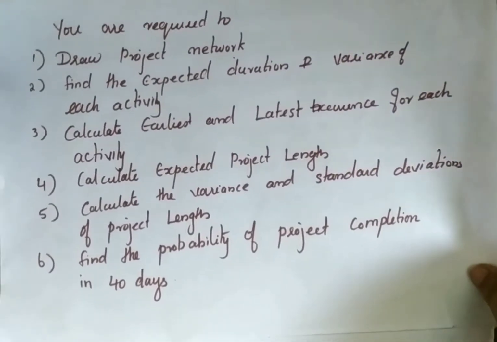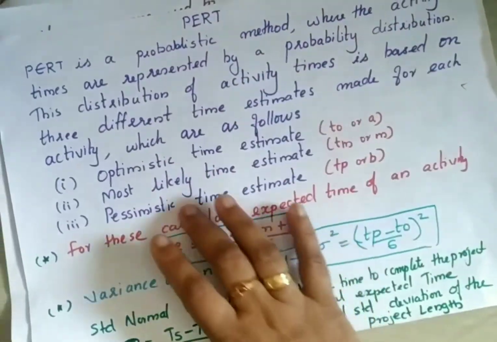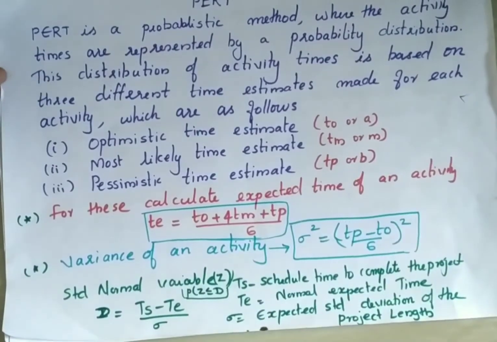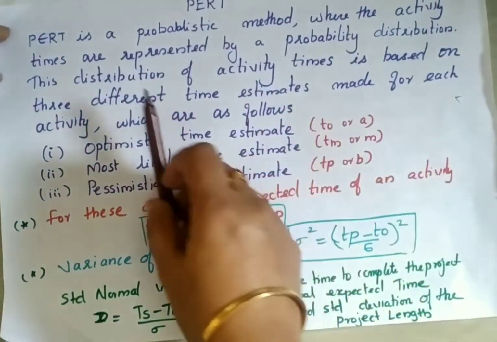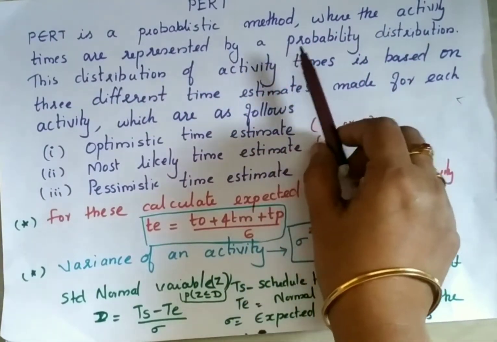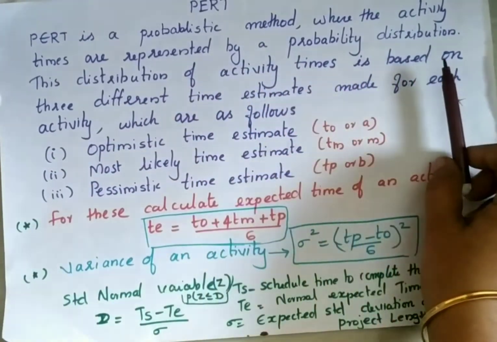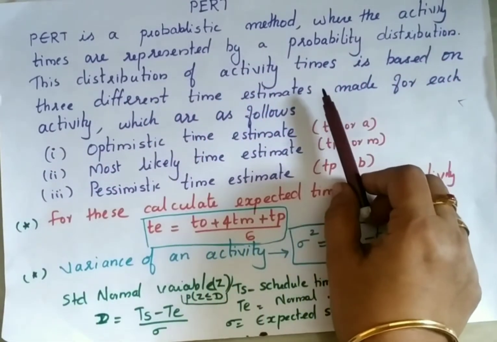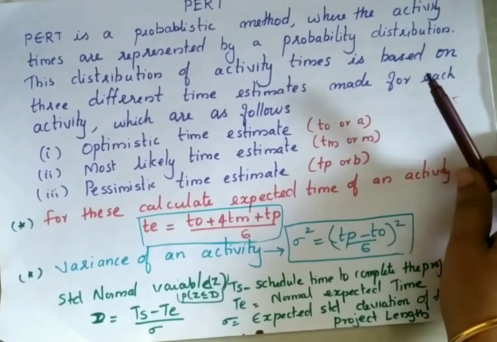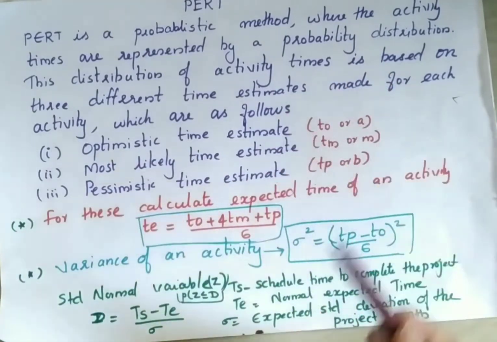So before that, we will see what PERT is. Okay, I will explain about PERT in 1 minute. So PERT is a probabilistic method where the activity times are represented by a probability distribution. The distribution of activity times is based on 3 different time estimates. It's made for each activity. So that means there are 3 different time estimates. According to that only we can go for finding the probability.